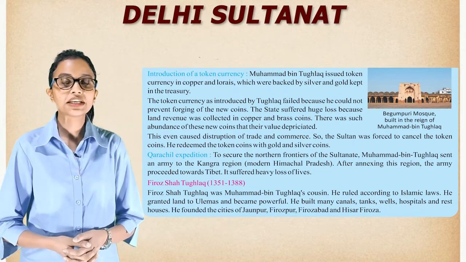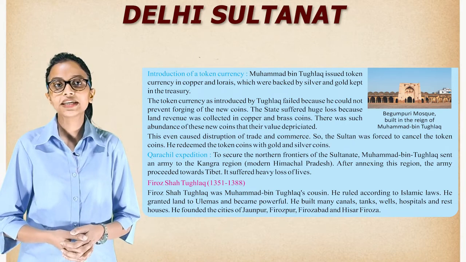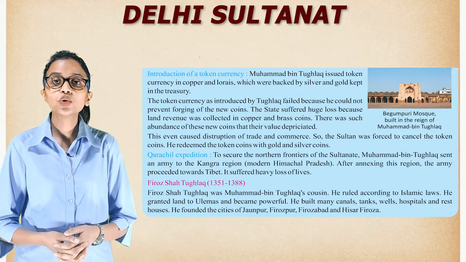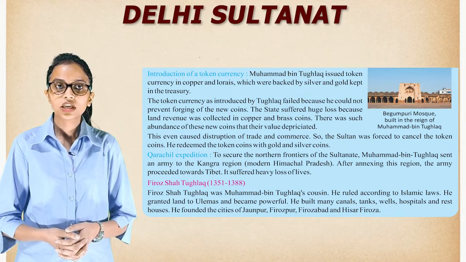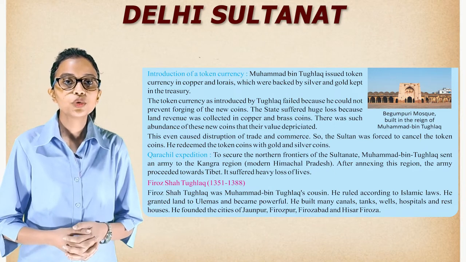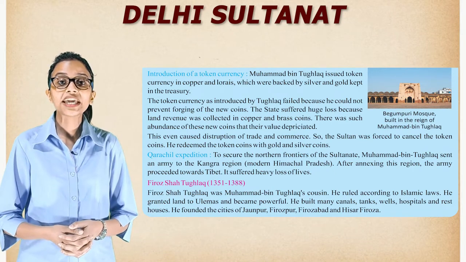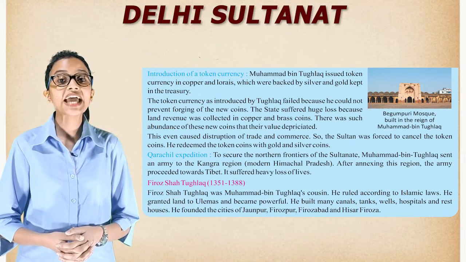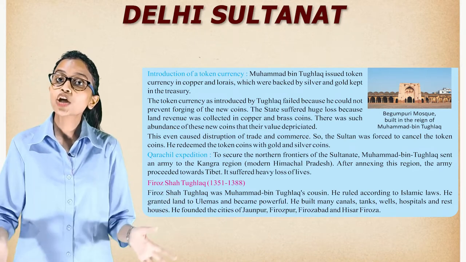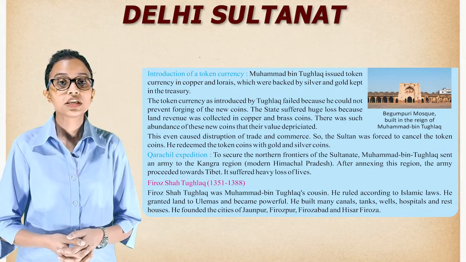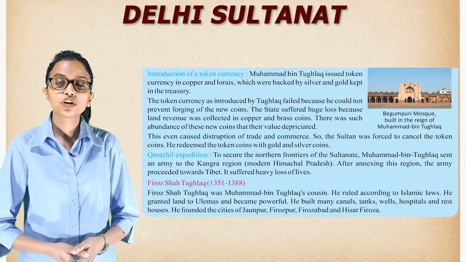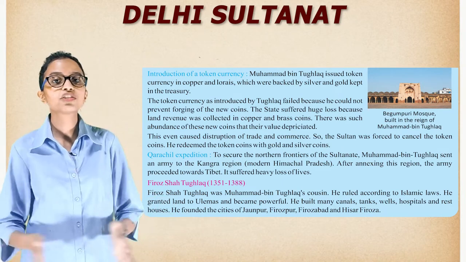Firoz Shah Tughlaq, 1351 to 1388. Firoz Shah Tughlaq was Muhammad bin Tughlaq's cousin. He ruled according to Islamic laws. He granted land to ulemas and became powerful. He built many canals, tanks, wells, hospitals and rest houses. He founded the cities of Jaunpur, Firozpur, Firozabad and Hisar Firoza.